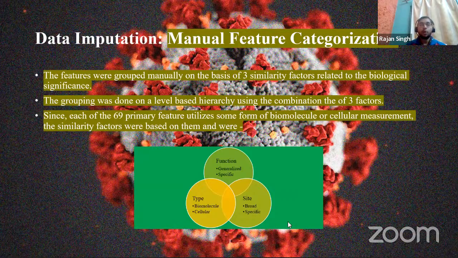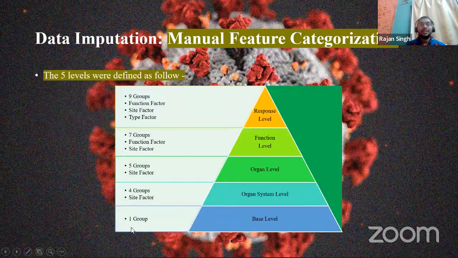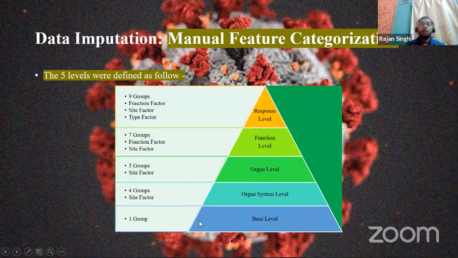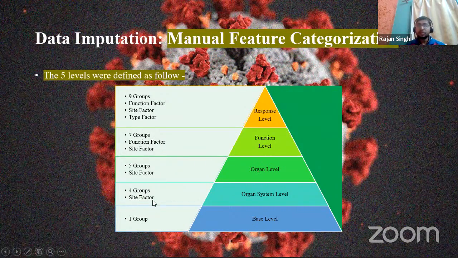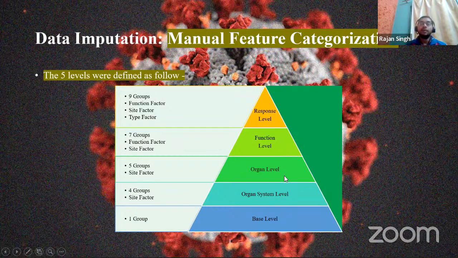So in the first group, all the features were considered into a single group, and that was named base level. While in the second, since we know that there are 11 organ systems, like the digestive system or the circulatory system, it was basically divided into 4 groups, and the site factor was used, like from which organ system it was. And if we further divide, organ systems have particular organs. For example, the circulatory system has blood, and the heart and the arteries and veins.